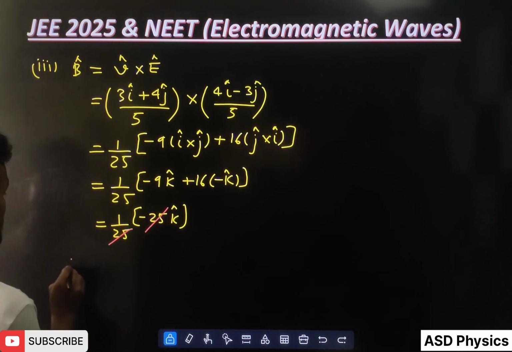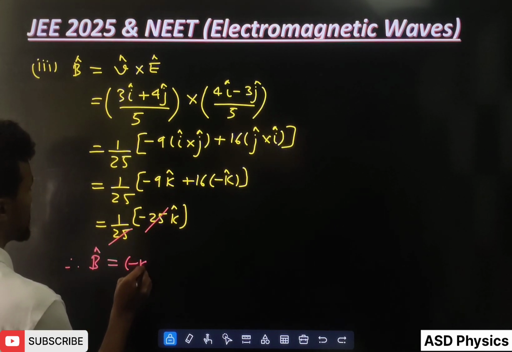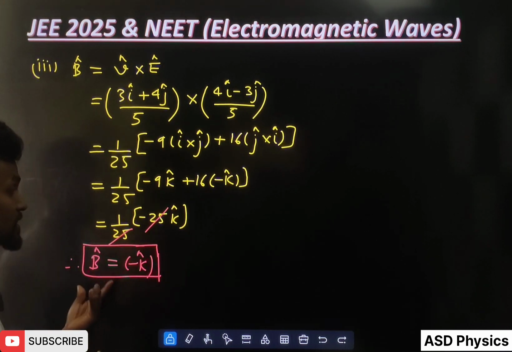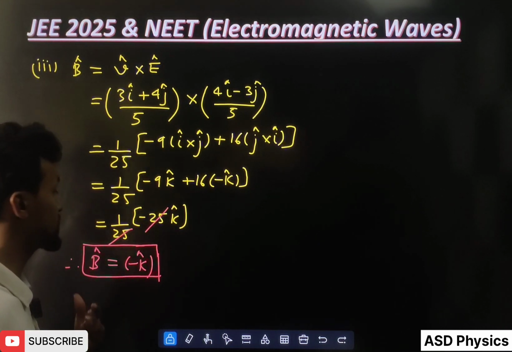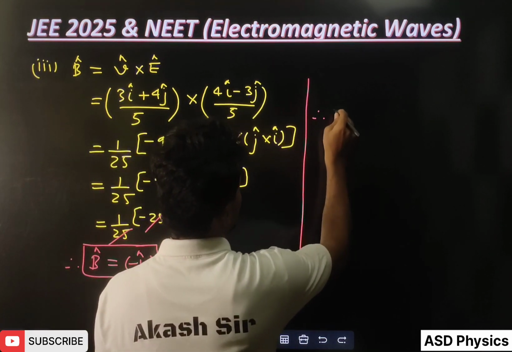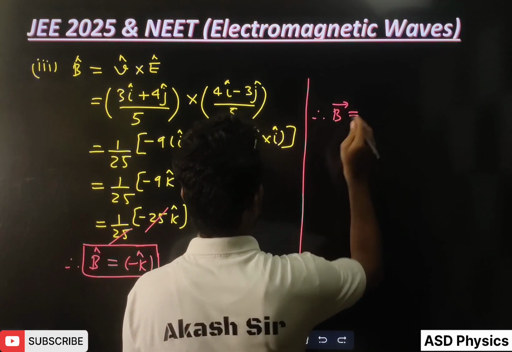So what will come here: the direction of the magnetic field is given by minus k cap. Kindly see very well how I have got the direction. The direction of the magnetic field is how much here? Minus k cap. Okay.